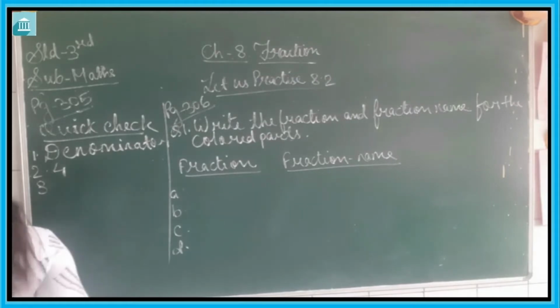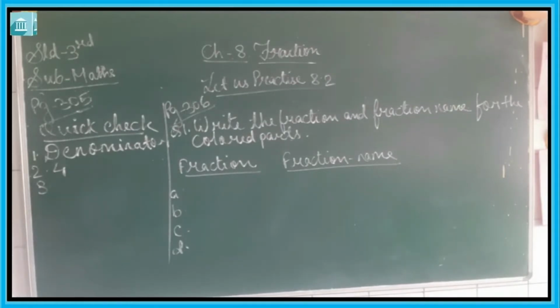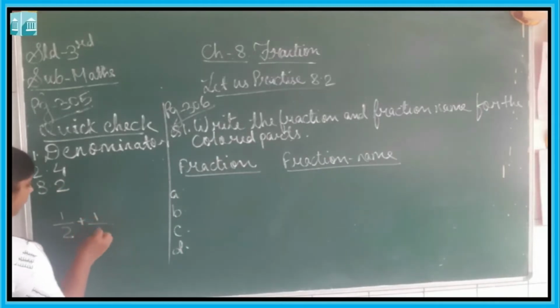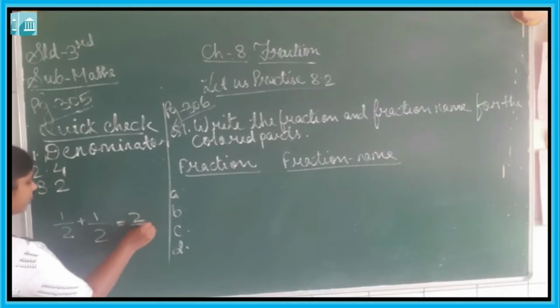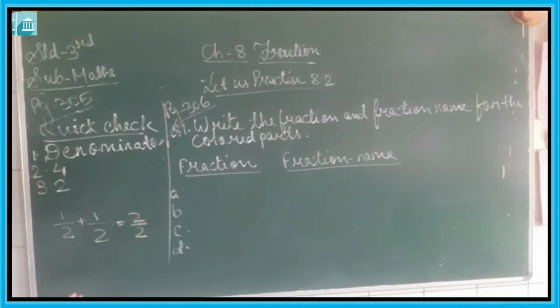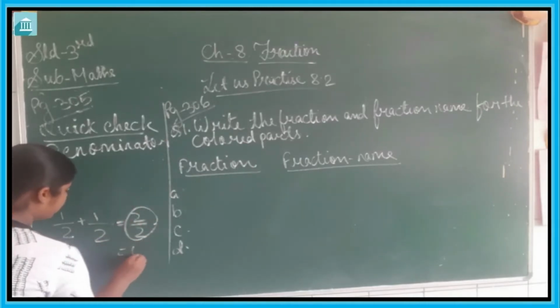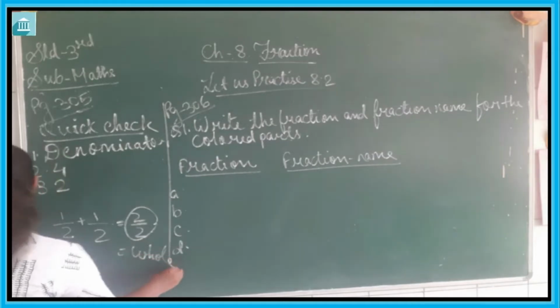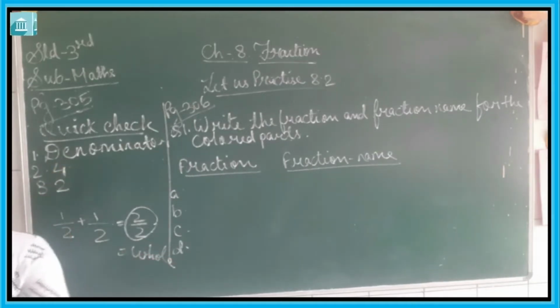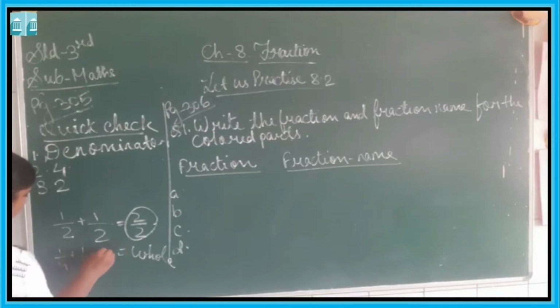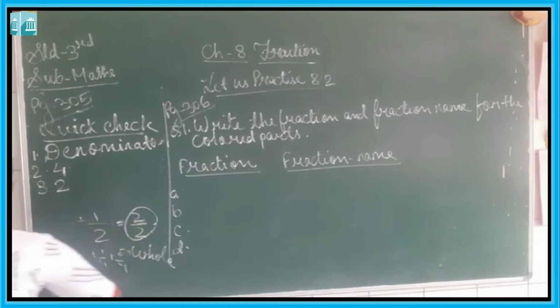Okay? Now, how many halves make a whole? 2 halves make a whole. 2 halves means 1 by 2 plus 1 by 2 gives us 2 by 2. 2 by 2 means it has become a whole. This has become a whole, meaning we got the whole part. Now in the same way, 1 by 4, 1 by 4, if we take it 4 times, we will get the whole number. Okay? Now, the next one.